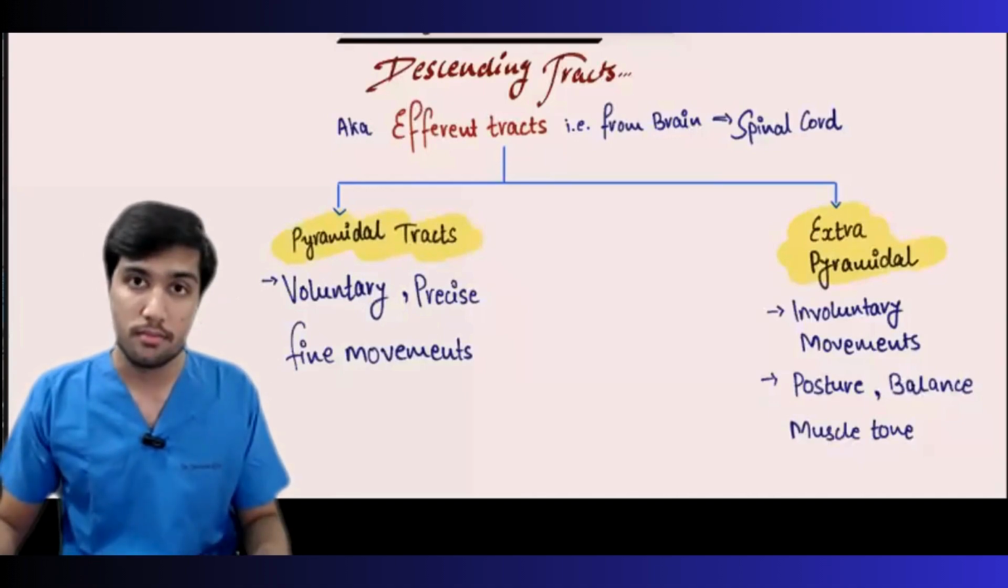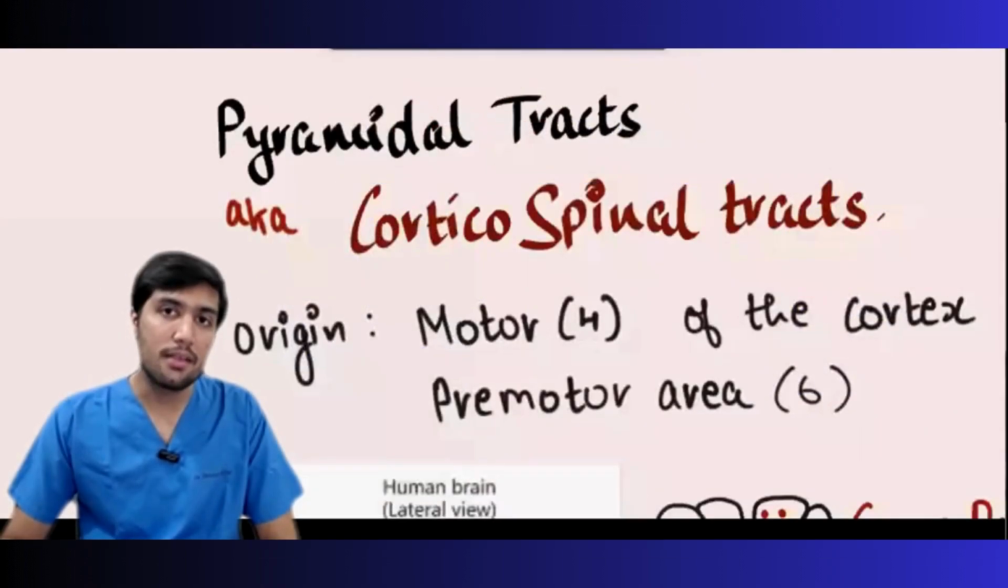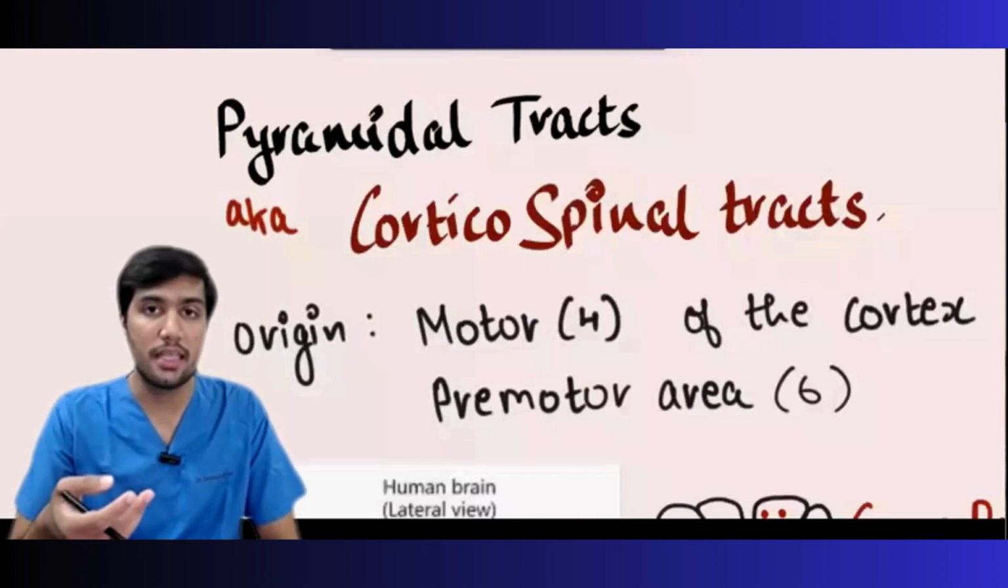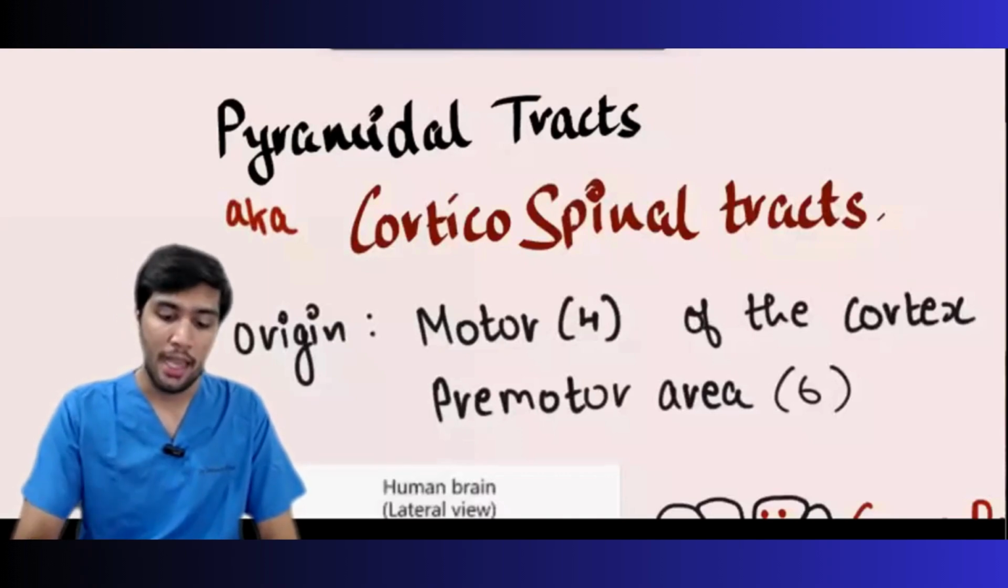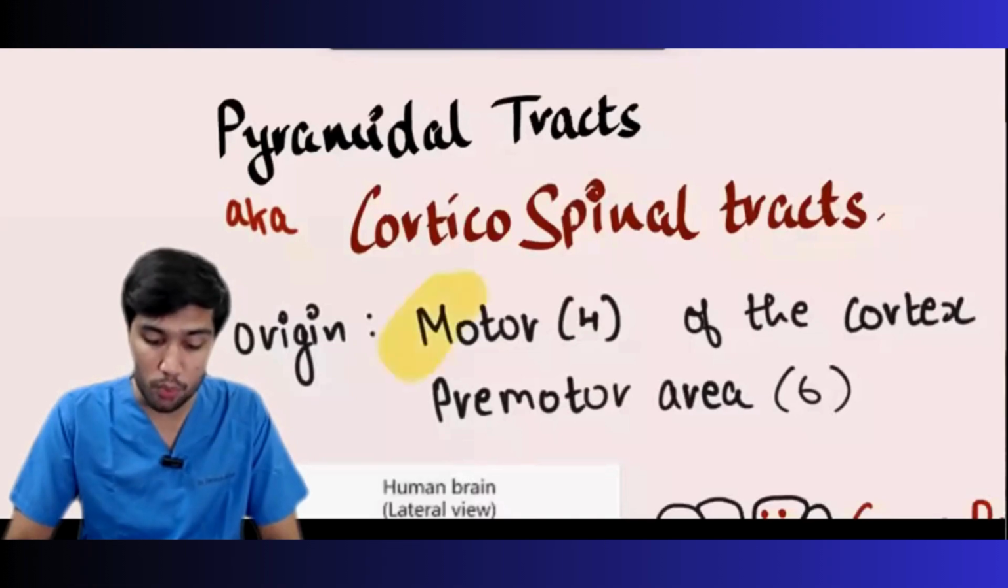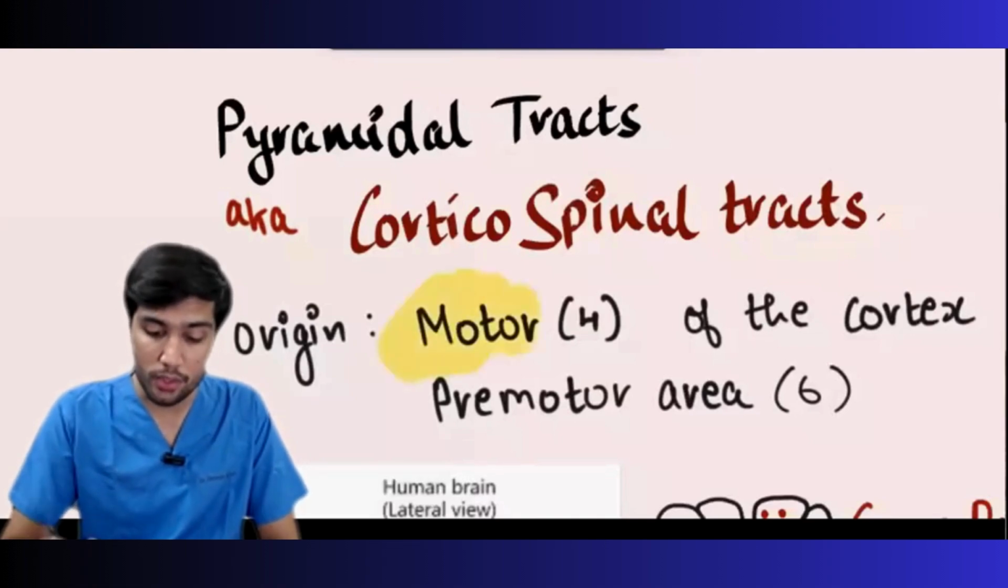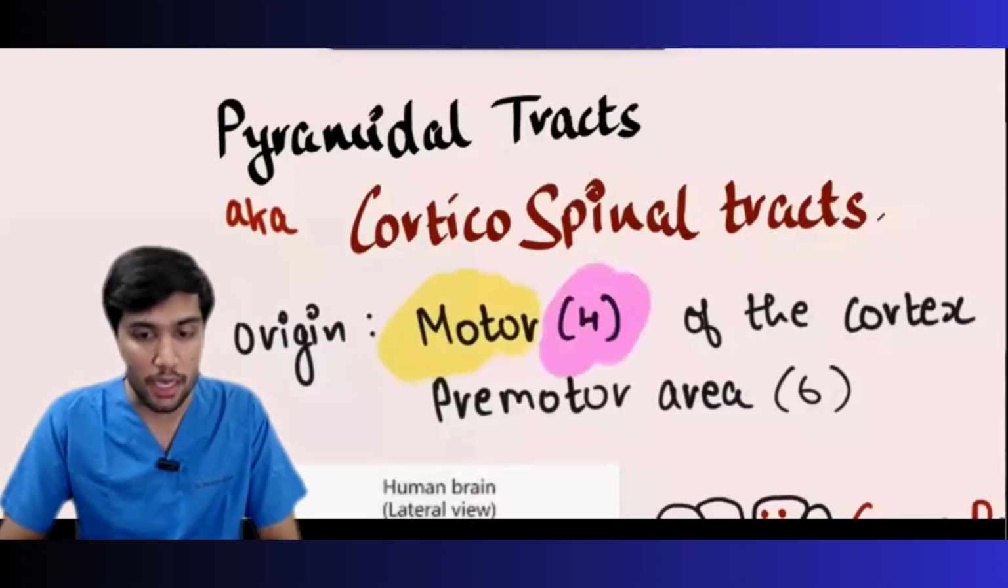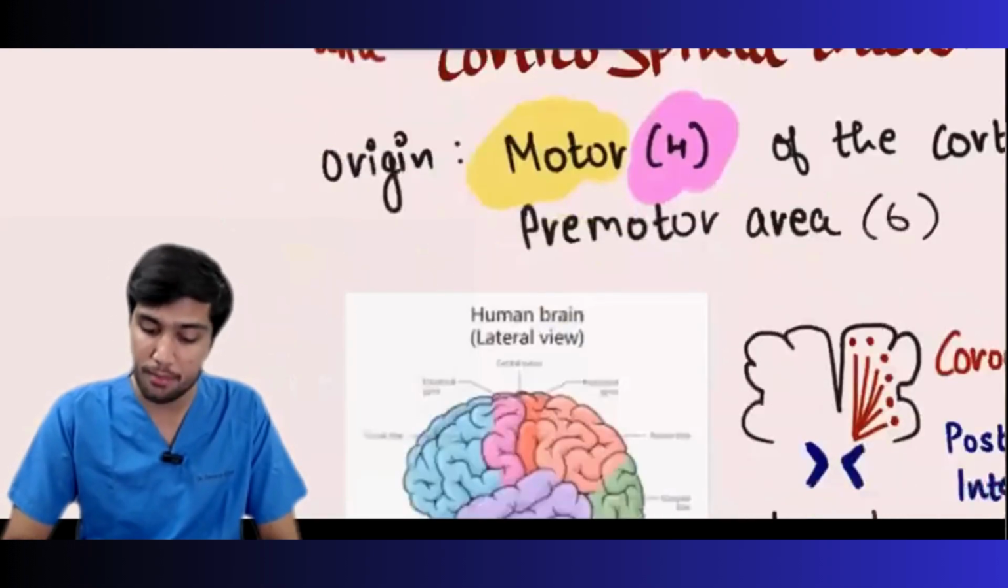muscle tone. Let's study the pyramidal tracts first, also known as the corticospinal tracts, because they originate in the cortex and then they travel towards the spinal cord. And where exactly in the cortex do they originate? They originate in the primary motor cortex area, which is denoted as the Brodmann's area number 4. And where exactly is this Brodmann's area number 4?